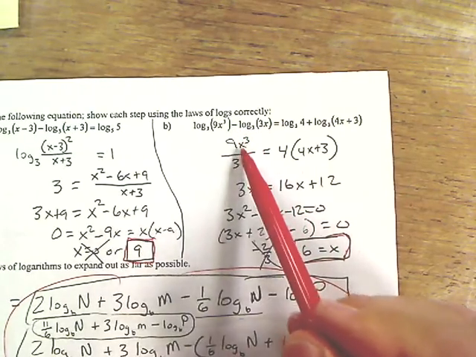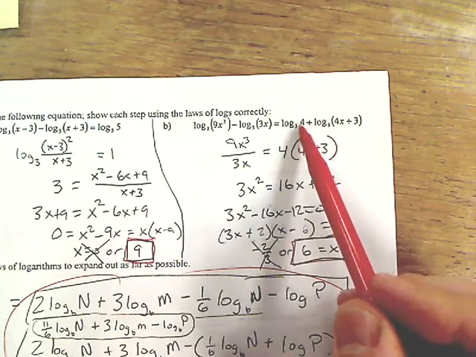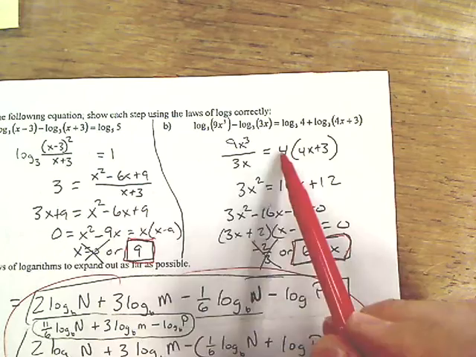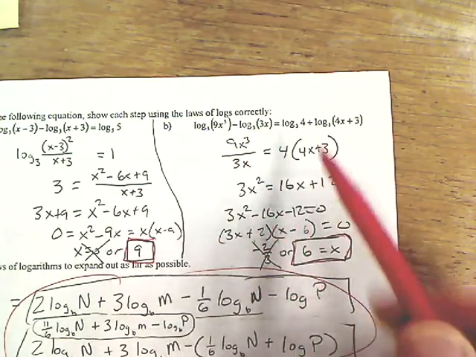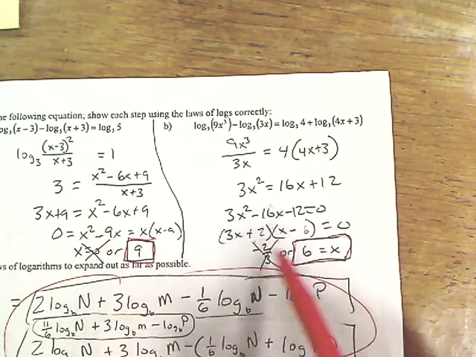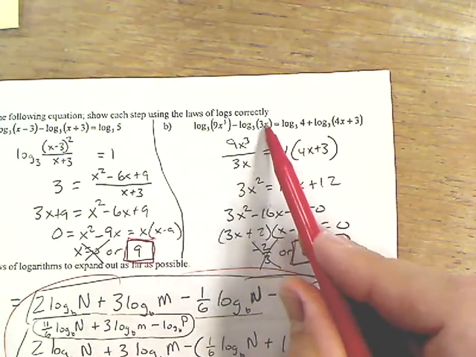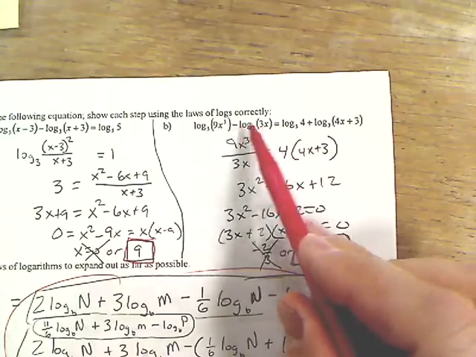The subtraction gives you the division here. Addition gives you the multiplication. And since you have log of 3 on each side, you just take out the log of 3 on each side. Simplified that. Get it equals 0 and factor. Why does this one not work? Because it's a negative. I'm taking the log of a negative in there. 6 works.